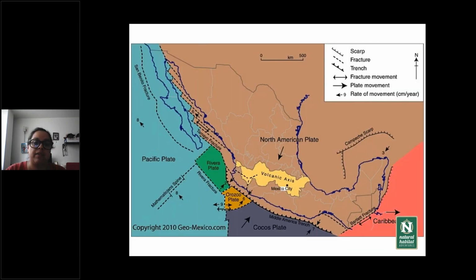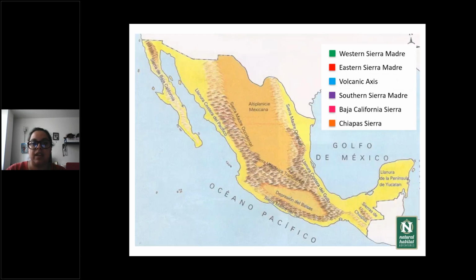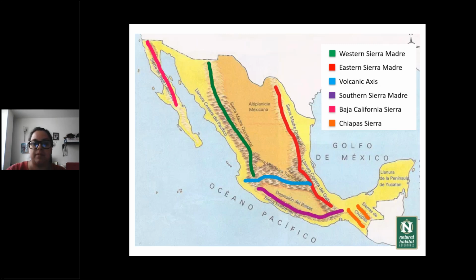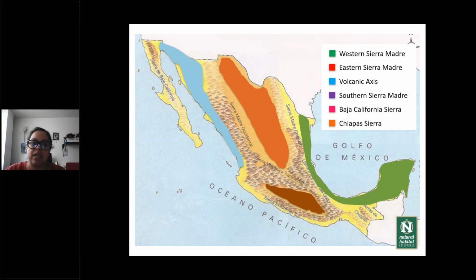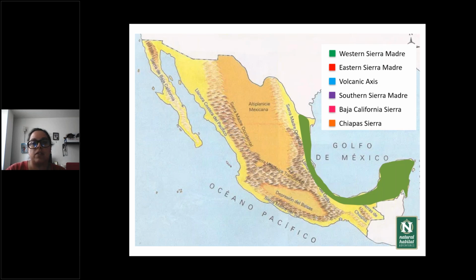Also, we have all these plates that form the country and give us the topography and the geography of the country. So due to that, we have a certain group of sierras, and we also have something that we call the plains. We have central plains and we also have coastal plains. In this webinar, I'm going to be focused on the Gulf Plain because it's the one that we missed in the past two. So it's a very interesting area.